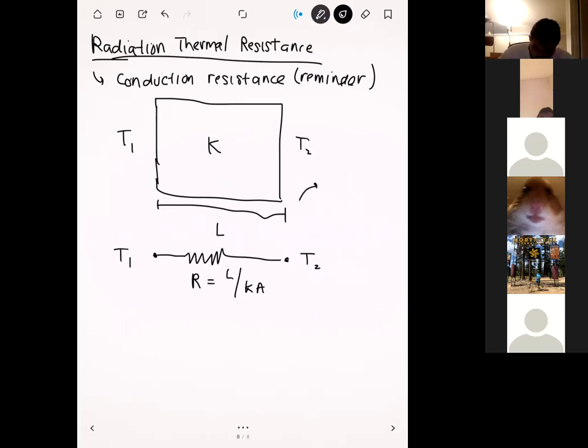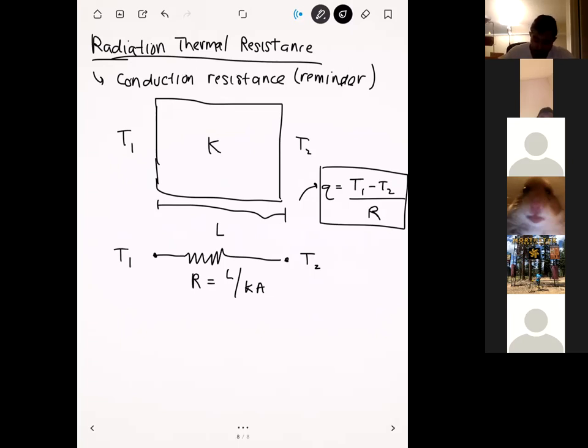And then from this circuit, we can say that the heat transfer between the two surfaces is equal to T1 minus T2 divided by R. In other words, we just take the difference in temperature and divide it by the thermal resistance in between them. And so that's how we use resistors back in conduction.